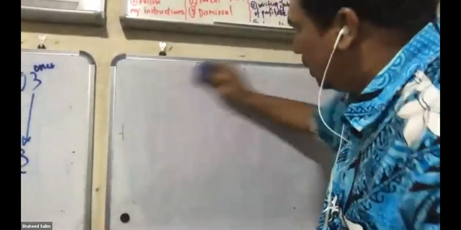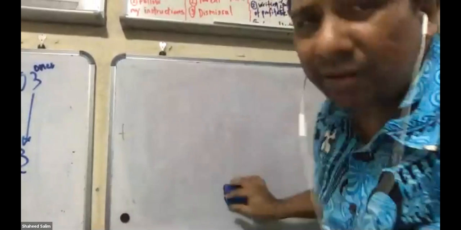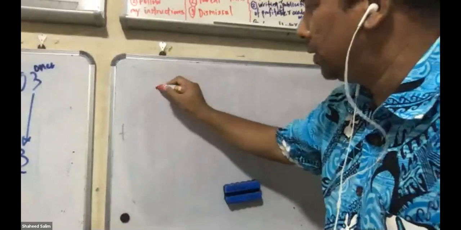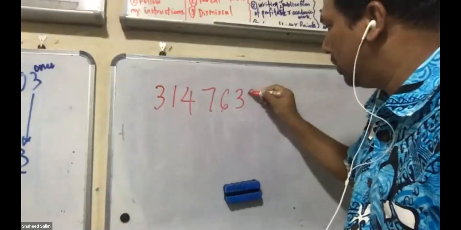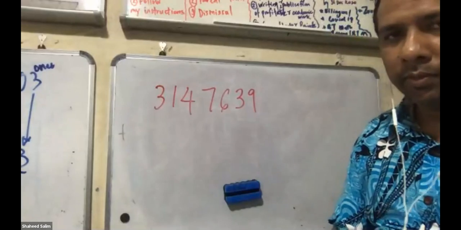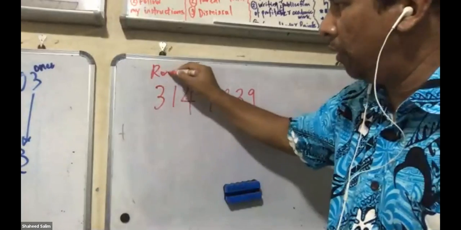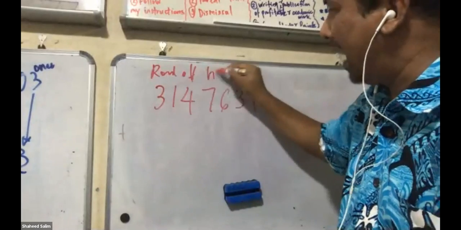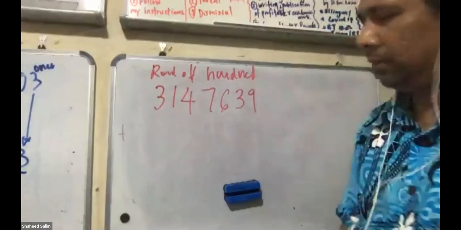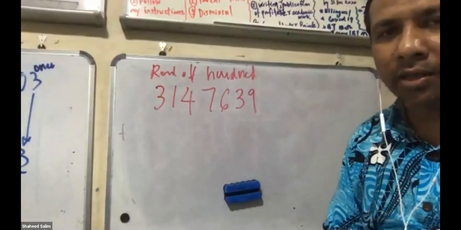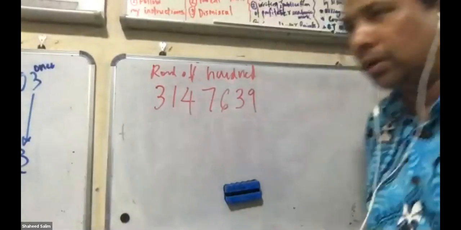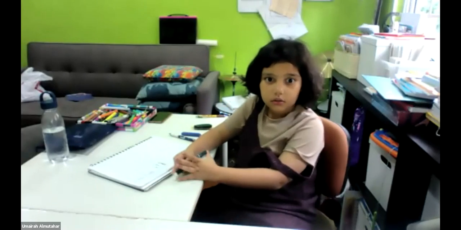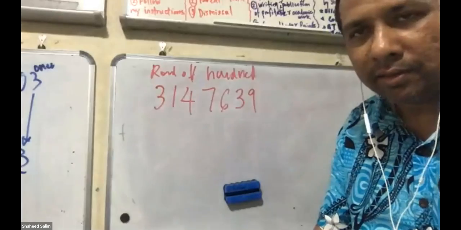Now I'll write the next question. Here we go. 3, 1, 4, 7, 6, 3, 9. Round off to the nearest 100. What's your answer? You can do this. Believe in yourself. You can do this. Round off to the nearest 100.